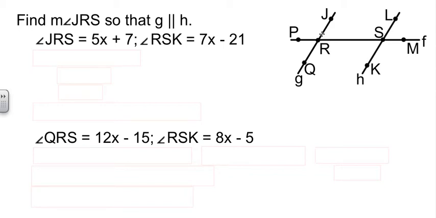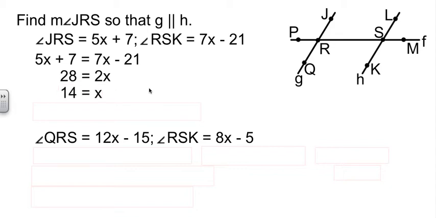They're interior angles, they're between the lines, on opposite sides of the transversal, so they are alternate interior angles. What we know about alternate interior angles is they need to be congruent. So each of these angles is equal to each other. Now, a little algebra, moving 21 over, moving 5x over, gets us 2x equals 28. So x is 14.